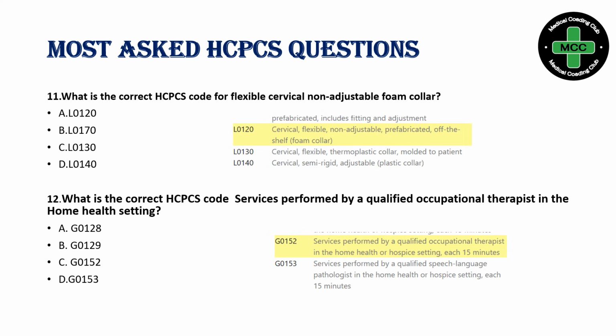What is the correct HCPCS code for flexible cervical non-adjustable foam collar? You can check these options. This foam collar is utilized like a neck brace, made of soft foam material. L0120 is cervical, flexible, non-adjustable, prefabricated, meaning it is already made. So the answer is L0120.